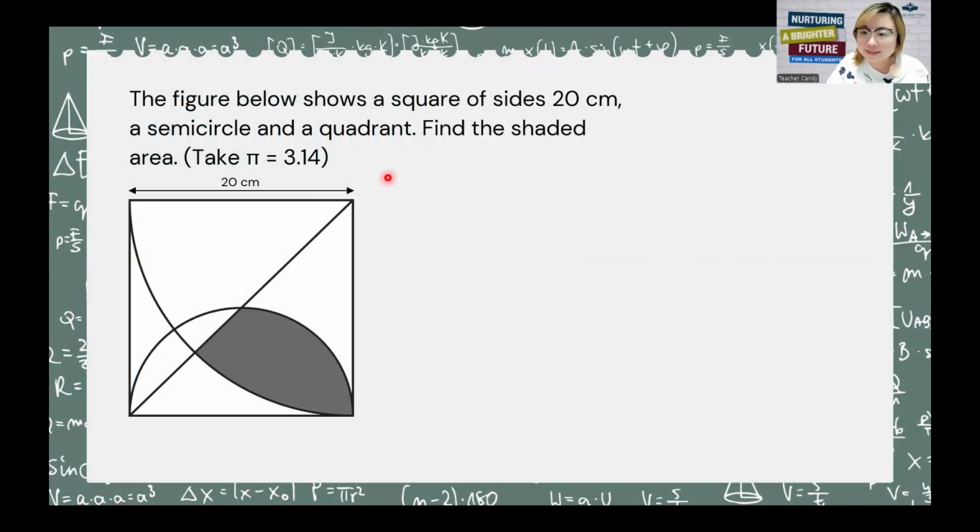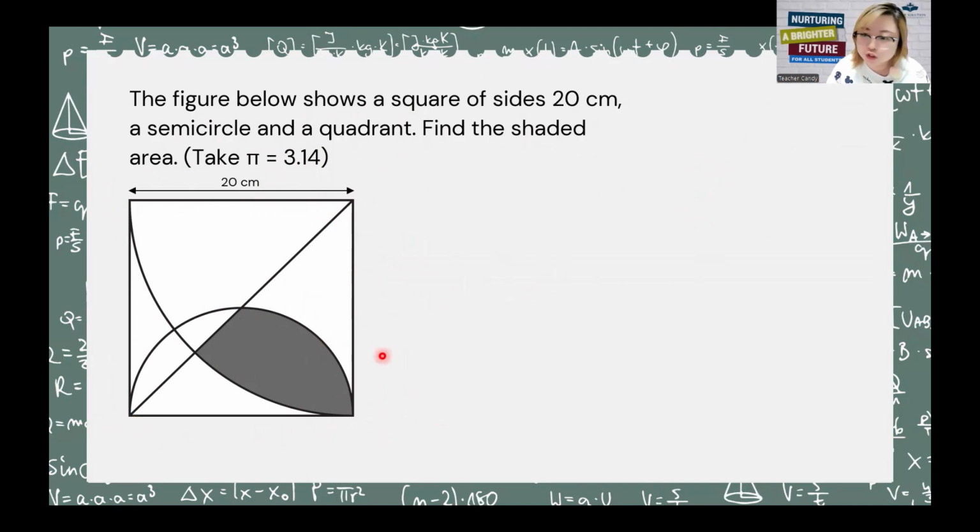All right, fellow learners, let's take a look at this circles question over here. Now, the figure below shows a square of size 20 centimeter, a semicircle, and a quadrant. Find the shaded area, and we'll take pi to be 3.14. Okay, so we have our square, size is 20 centimeter. We have our semicircle over here, and then we have our big quadrant over here. Okay, notice we have a diagonal line here as well.